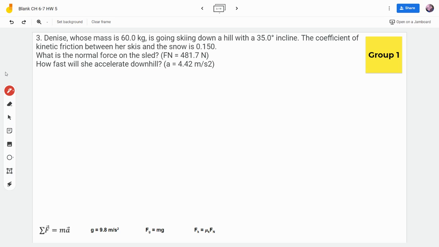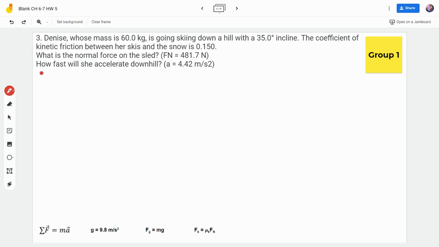And this one is a little different. There's a neat trick to this one. So, what have we got? Denise, whose mass is 60 kilograms, is going skiing down a hill with a 35-degree incline. So, that's going to make it weird. She's not going across level ground anymore. She's going downhill because it's skiing. That's how you ski, usually. The coefficient of kinetic friction between her skis and the snow is 0.150.